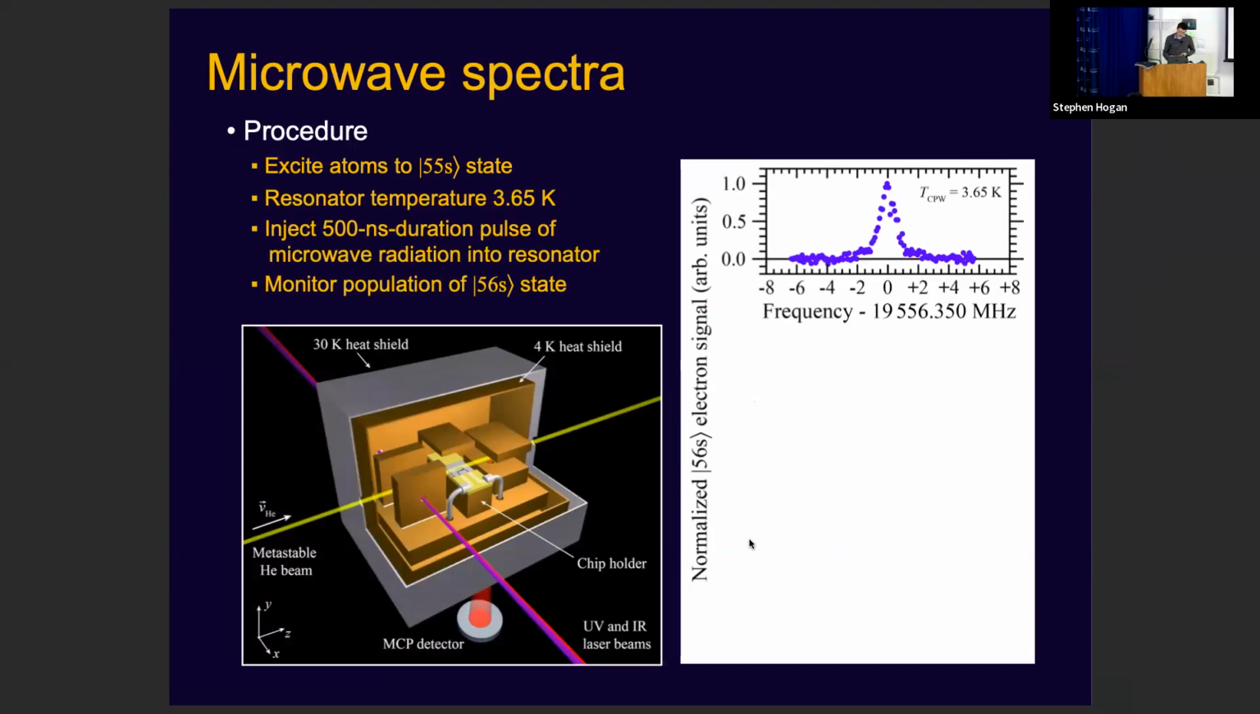So then as a first experiment to see that we can couple the atoms to the resonator field, we excite a bunch of atoms here that's a few millimeters long, and we let it fly over the resonator.